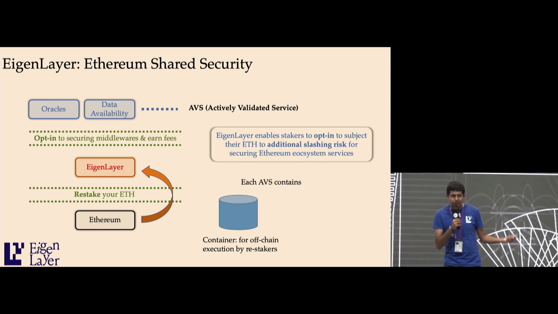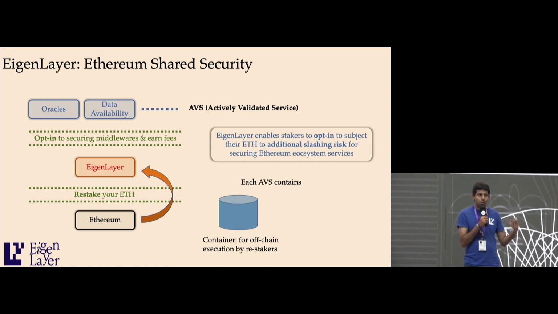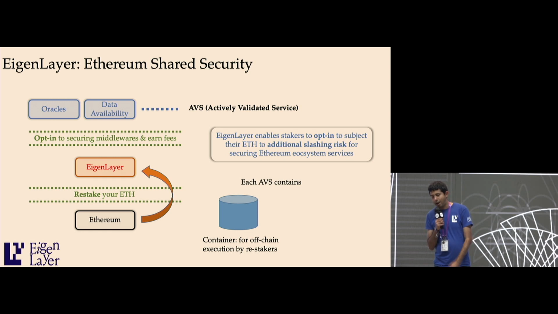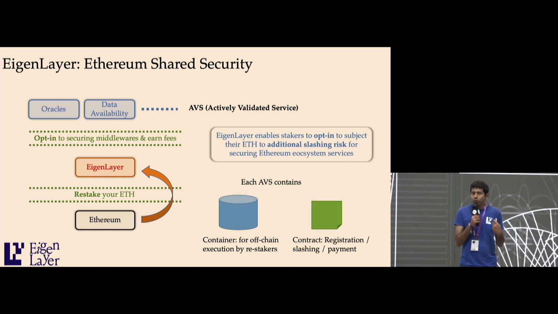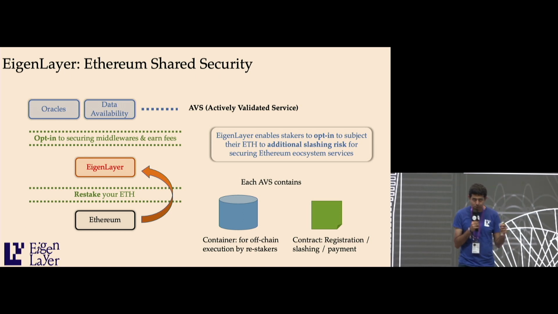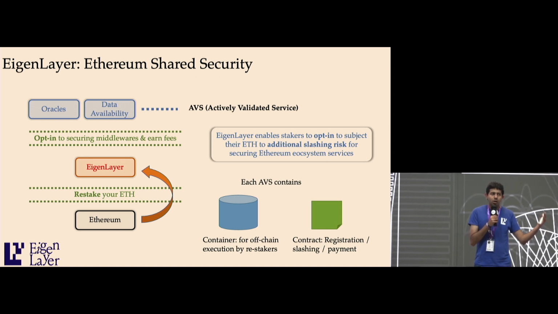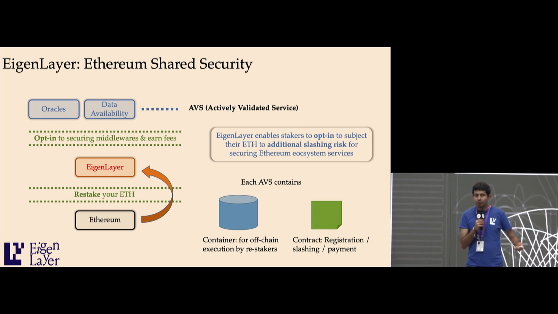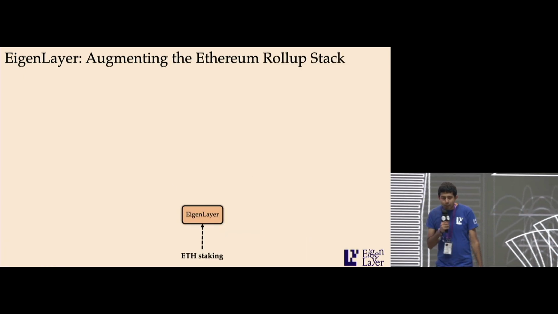So when you're building an AVS, an actively validated service, any one of these things, an Oracle, a bridge, what you're building is an off-chain container, which lets you run any arbitrary program, and an on-chain contract, which does some of the core management, registration, payments, and slashing. So that's what EigenLayer is: a system of contracts on Ethereum, but it broadens who the stakers can supply their security to. Instead of only the core protocol, now any other protocol which is restaked can also obtain the security from ETH staking.